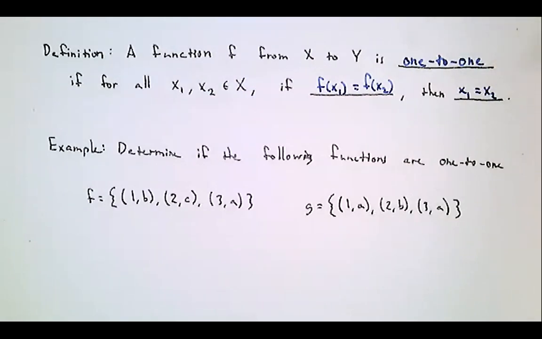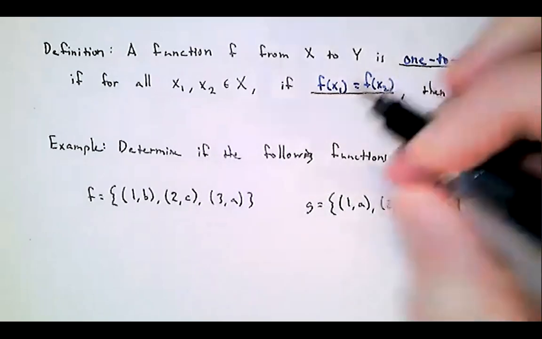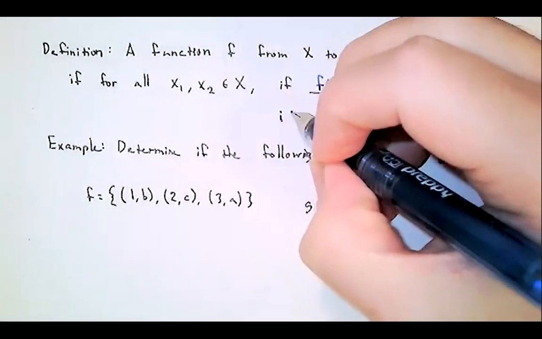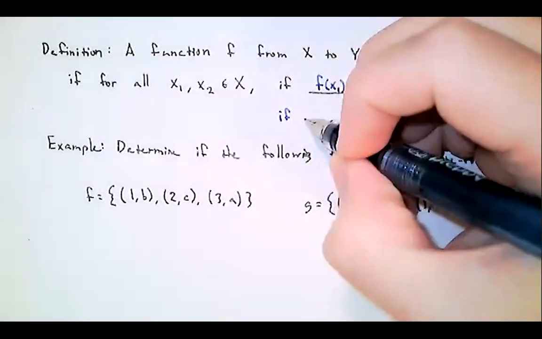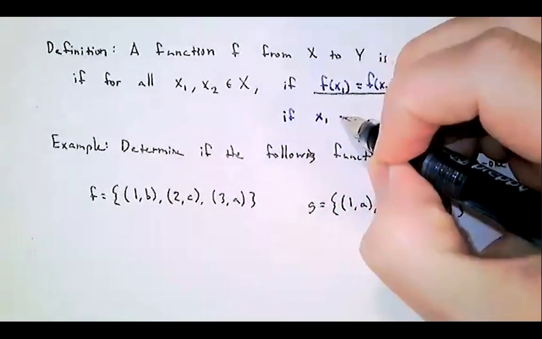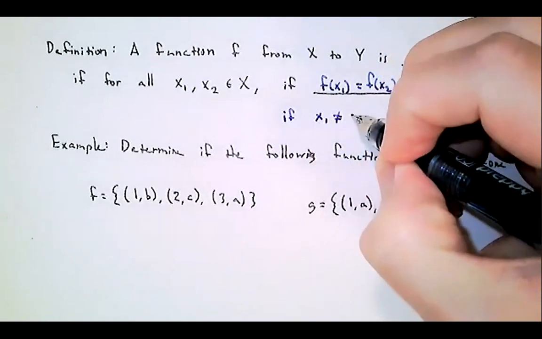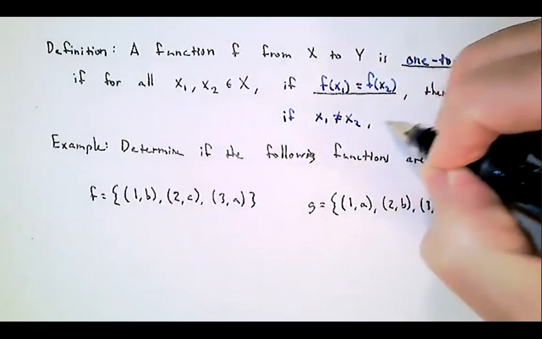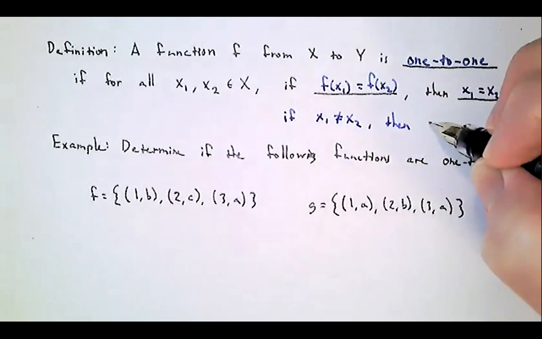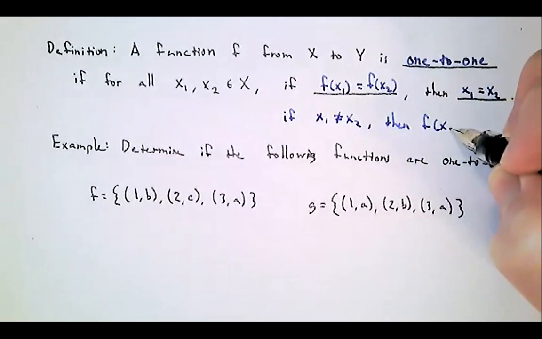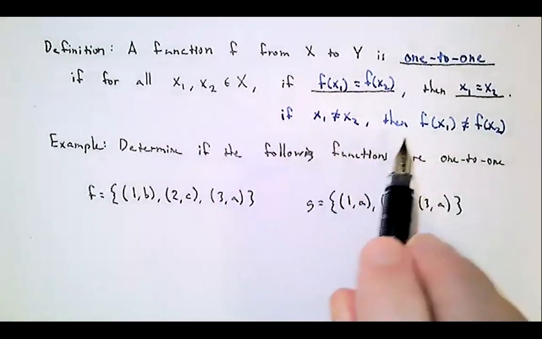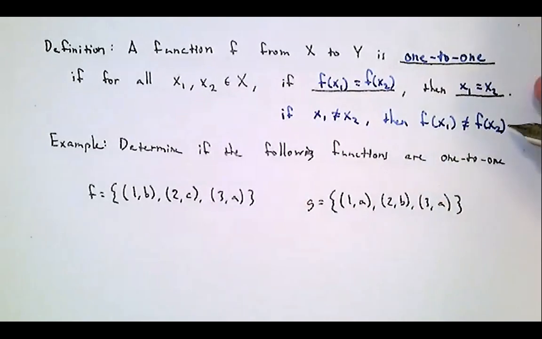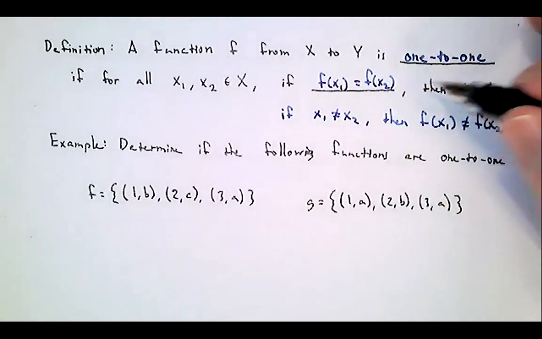Another way of saying this in the contrapositive, an equivalent way, is to say that if x1 is not equal to x2, then the function values are not equal. f of x1 is not equal to f of x2. So this is just finding the contrapositive of that.